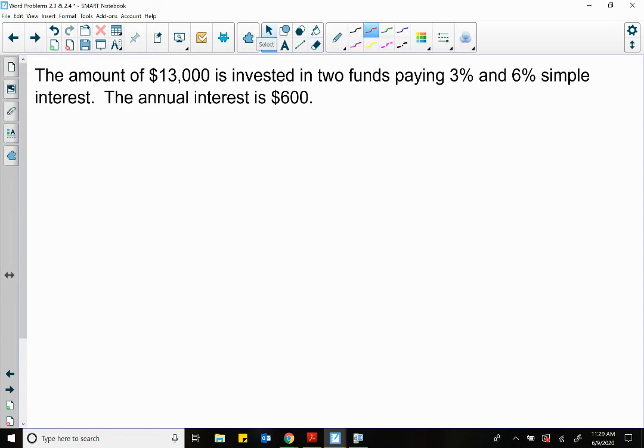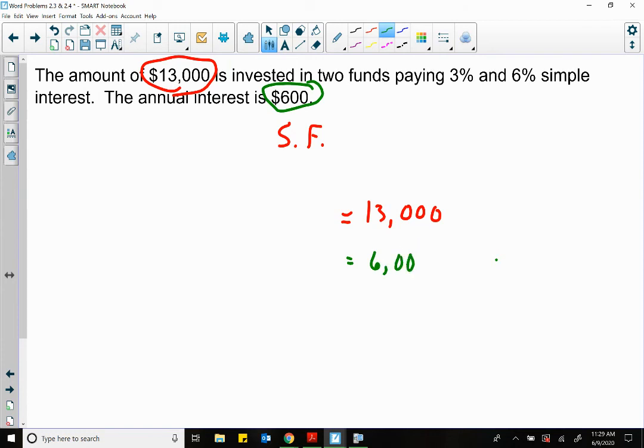Okay. So, hopefully you know that this is standard form. You have 2 totals. You have 13,000 as one of your totals. Your other total is $600. Now, so I've used those numbers. Just remember that we're not going to use them again.